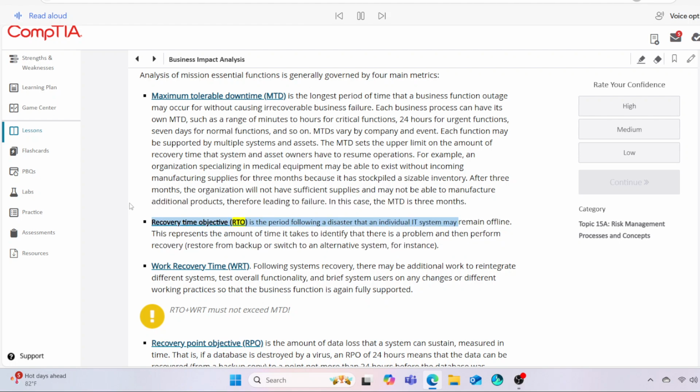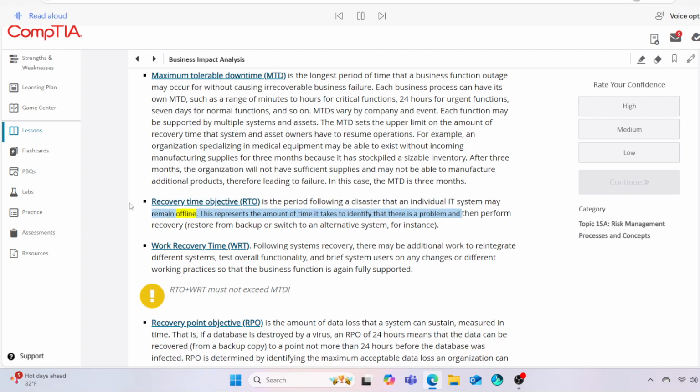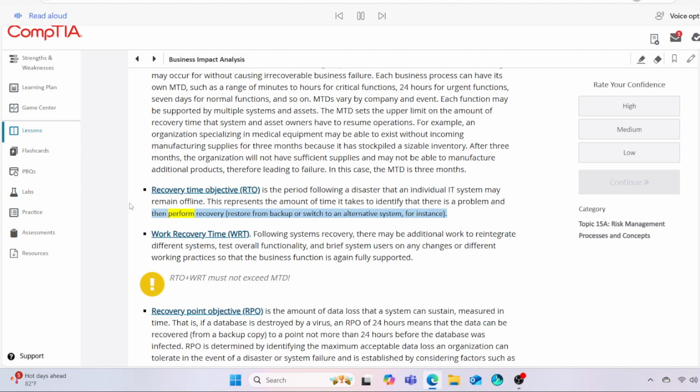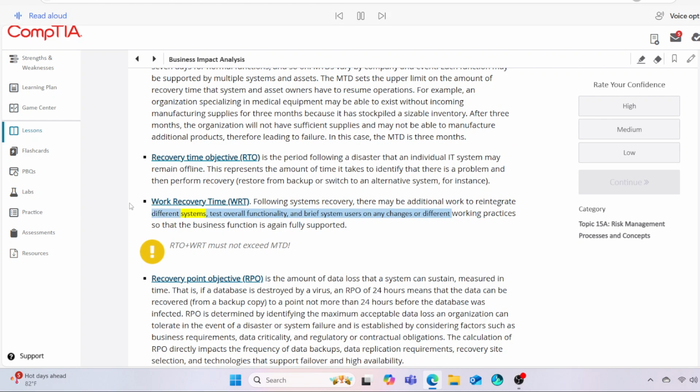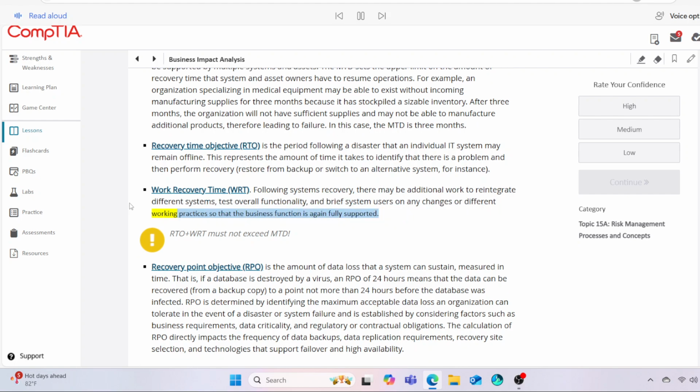Recovery Time Objective, RTO, is the period following a disaster that an individual IT system may remain offline. This represents the amount of time it takes to identify that there is a problem and then perform recovery, restore from backup, or switch to an alternative system, for instance. Work Recovery Time, WRT. Following systems recovery, there may be additional work to reintegrate different systems, test overall functionality, and brief system users on any changes or different working practices so that the business function is again fully supported. RTO plus WRT must not exceed MTD.